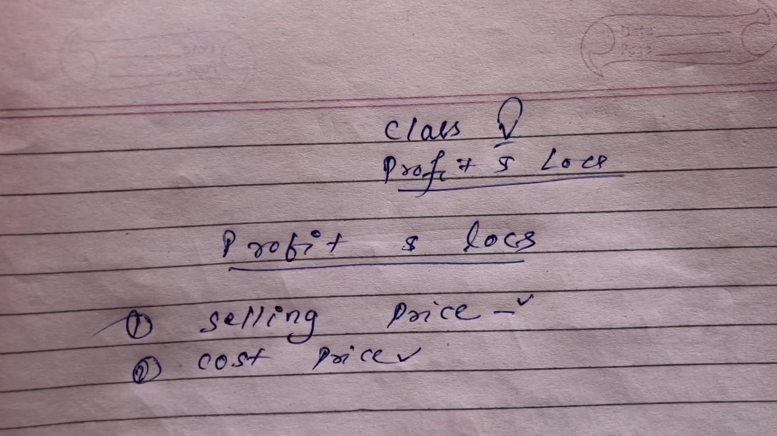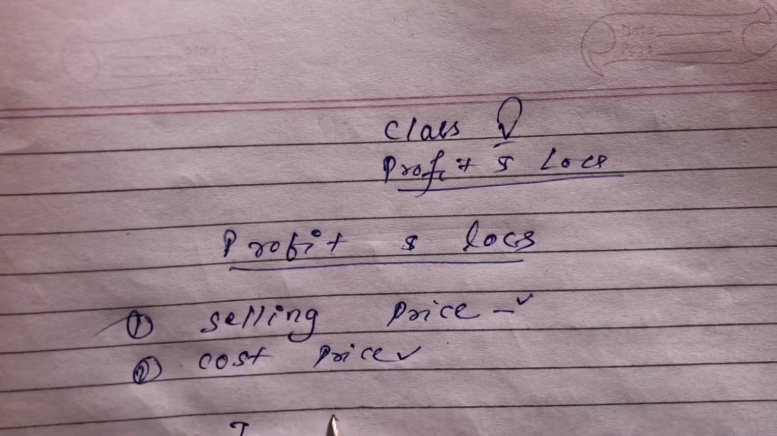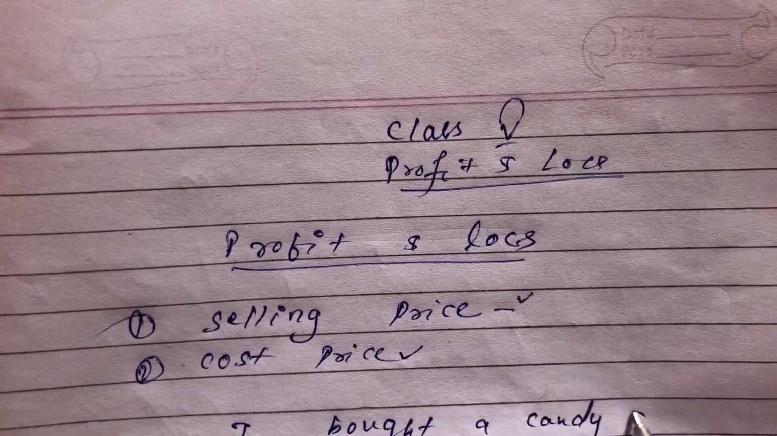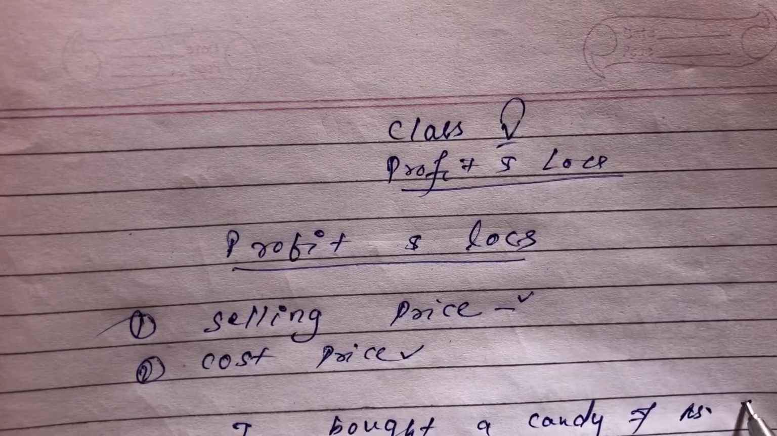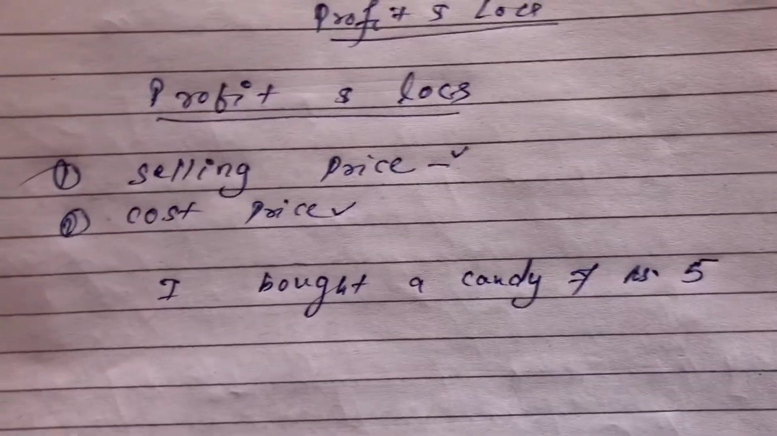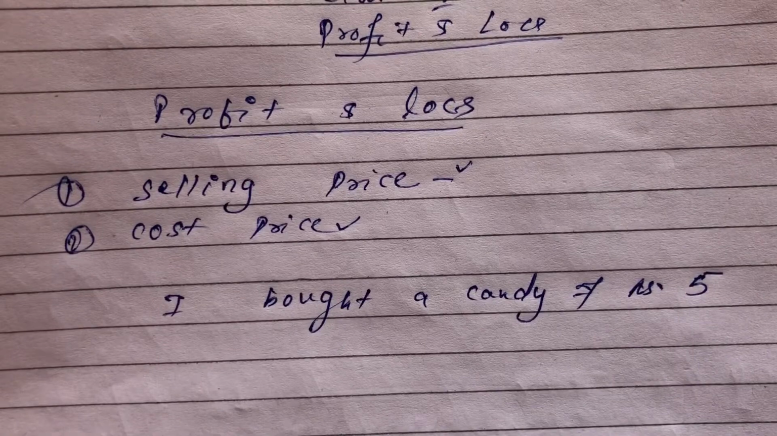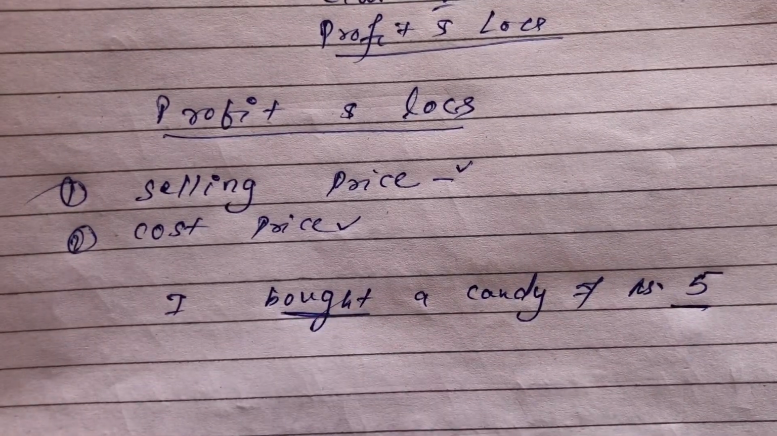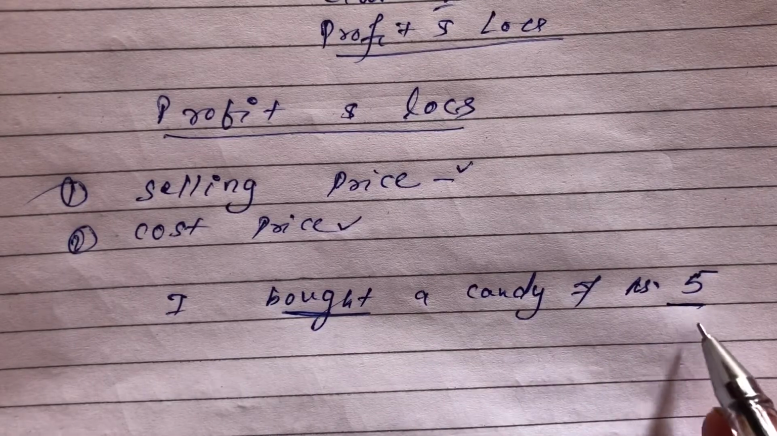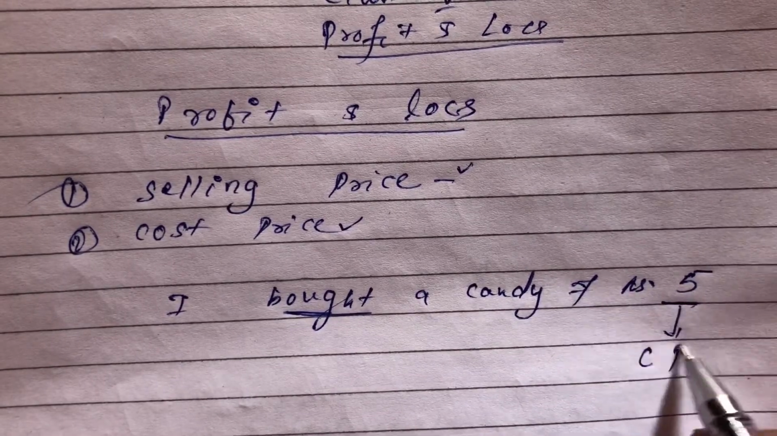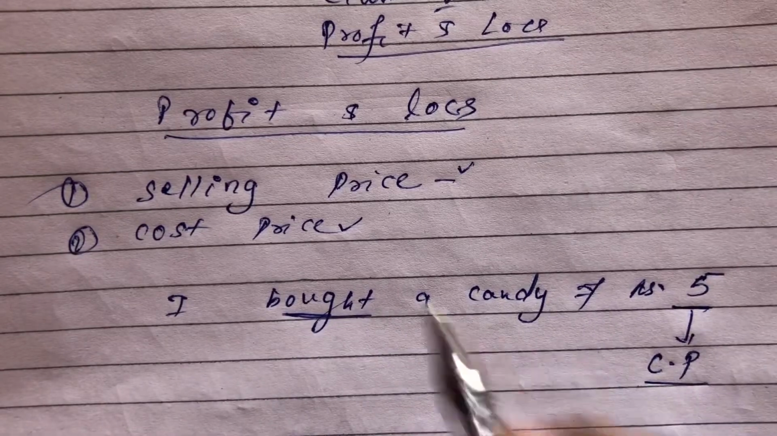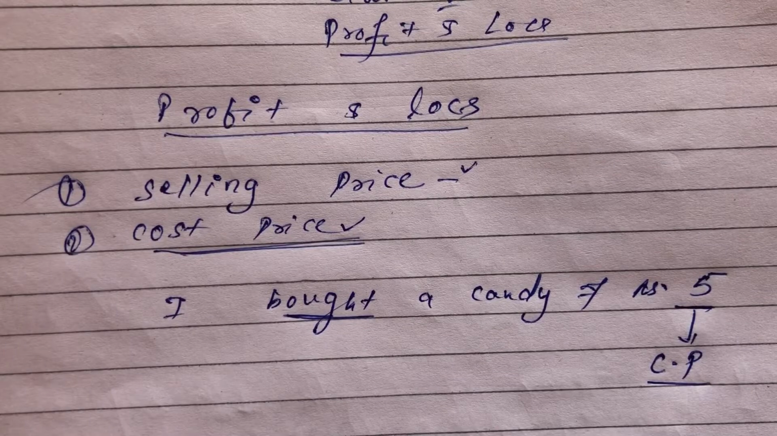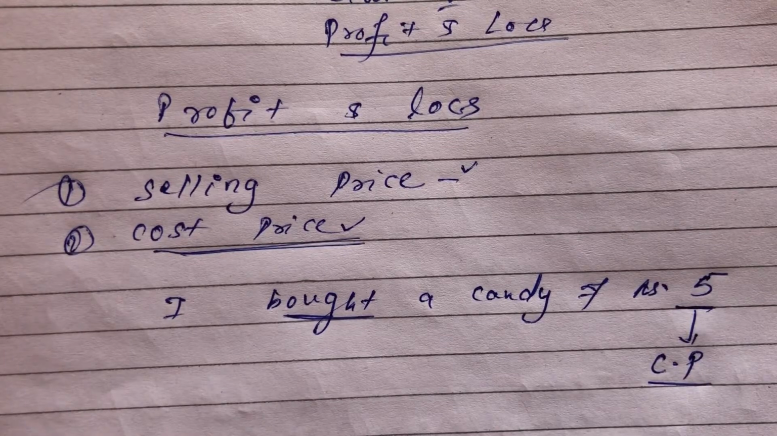Suppose I bought a candy of rupees 5. So I purchase a candy of rupees 5, and rupees 5 will be the cost price, CP. The price by which we purchase goods is known as cost price.